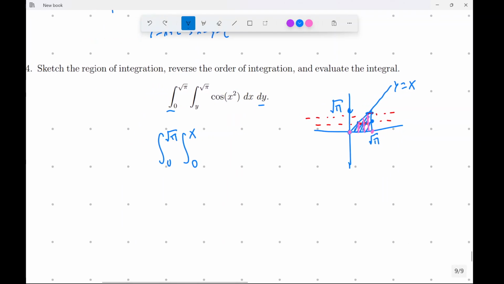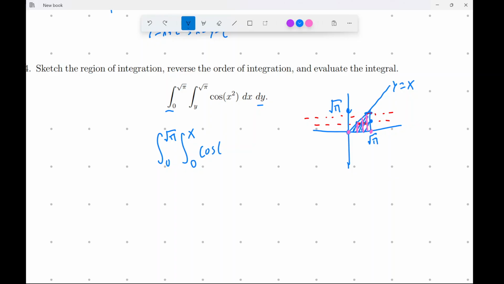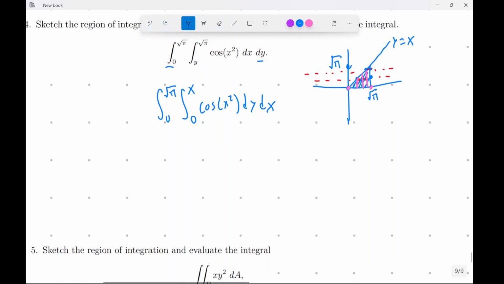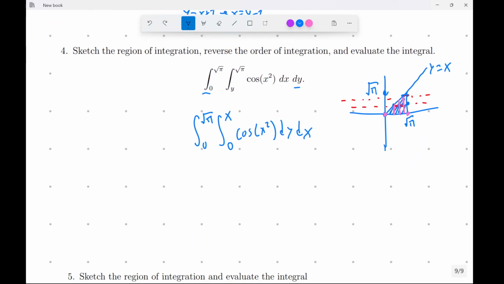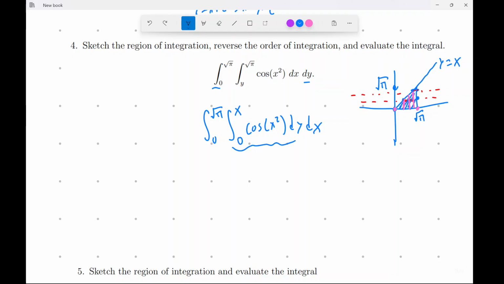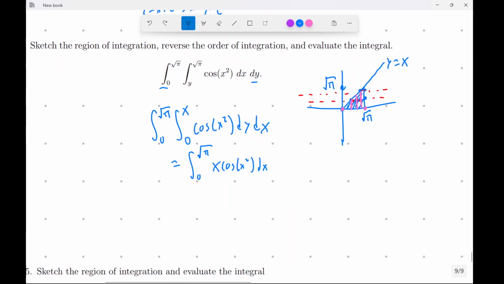Okay, and so now my integrand is still cosine of x squared. I would do dy dx. And we can see why this procedure is so useful now, because we can integrate this very easily, because we're integrating with respect to y and not x. So that'll just be integral from 0 to root pi of x cosine of x squared dx. I'm just skipping the step there where I plug in the top and bottom. Okay, and now we can do this with just a u sub.